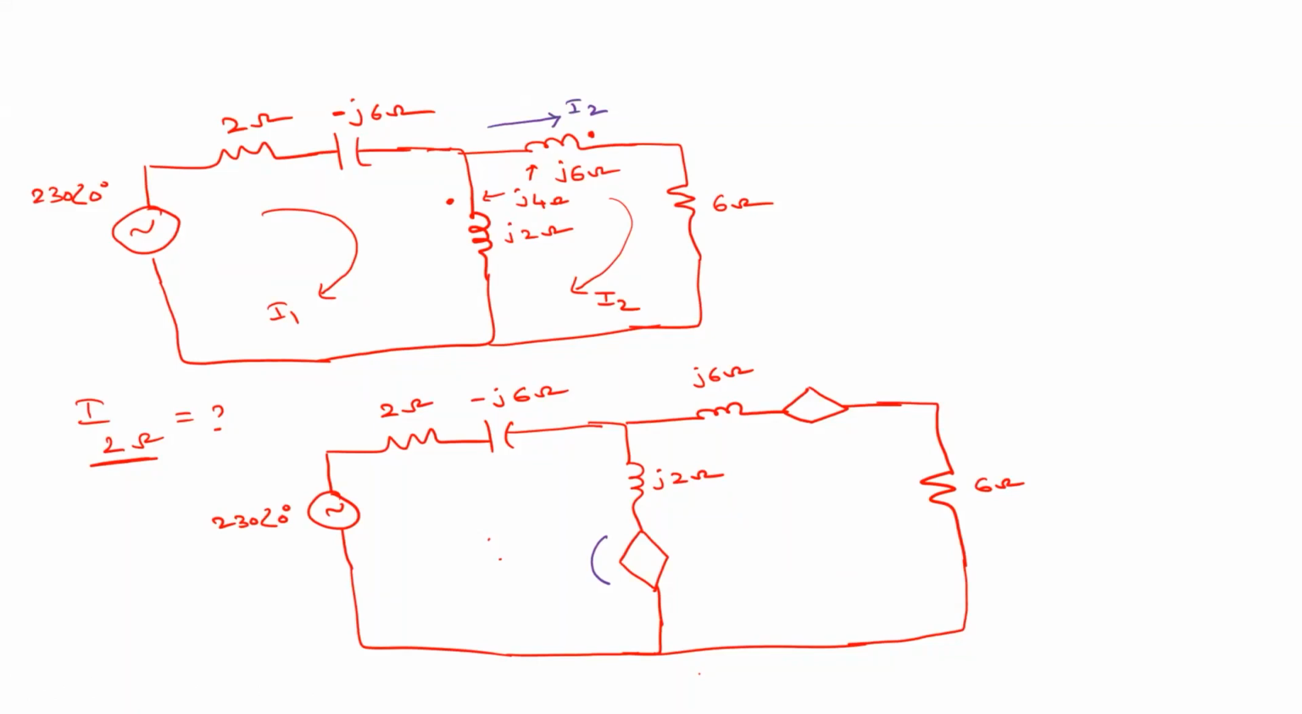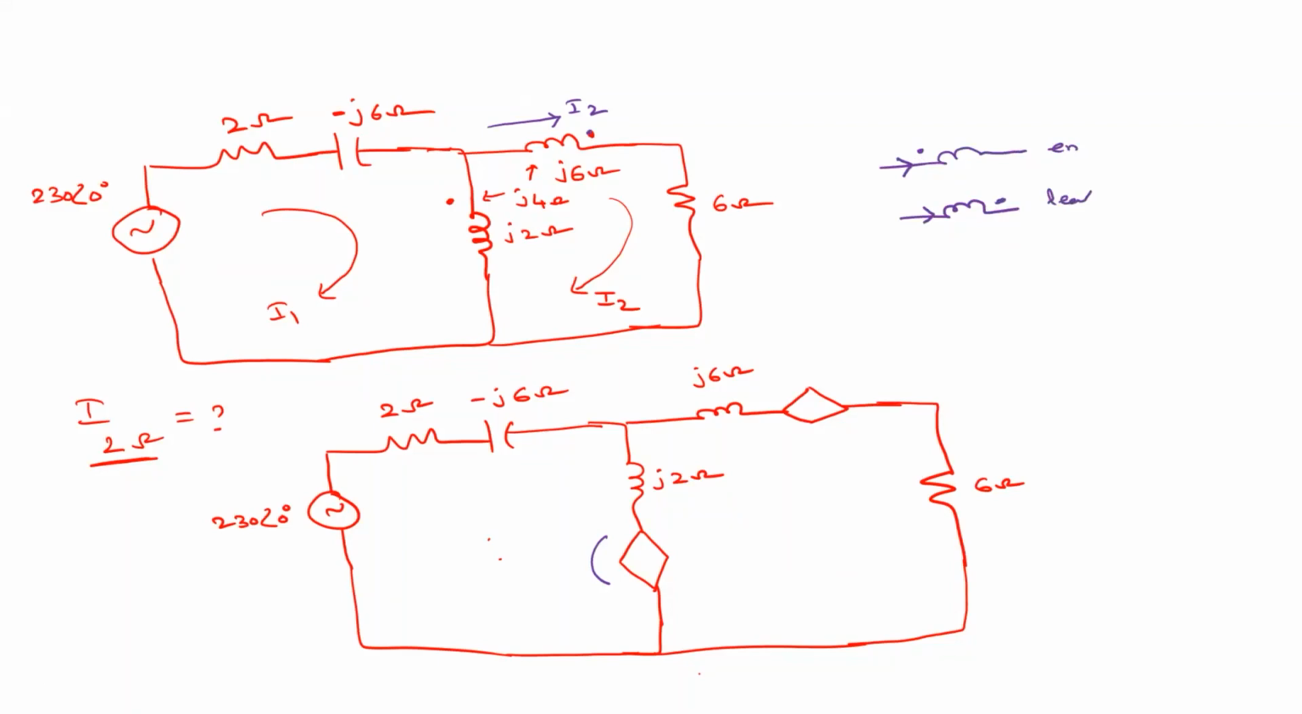Sir, I2 is supposed to enter, because I2 is going in a clockwise direction. It is supposed to enter, right? This is the dot here, and it is leaving the dotted terminal. See, simple, you are missing the logic. This is entering the dot, and the current is leaving the dot. This is entering first, and the current is leaving the dot. This is simple.